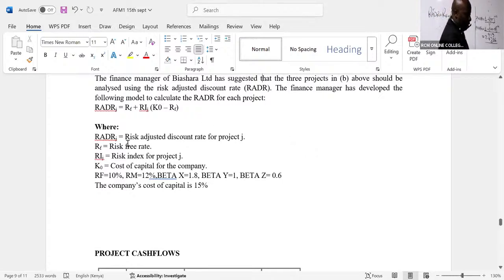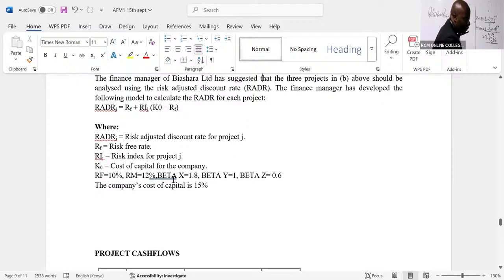So we have here RADRI, and you can see RF is risk-free. Then we have the risk index for project J, and then we have risk-free. This has been given. And then the cost of capital is 15%. All right, so then let's compute this RADRI for project X.